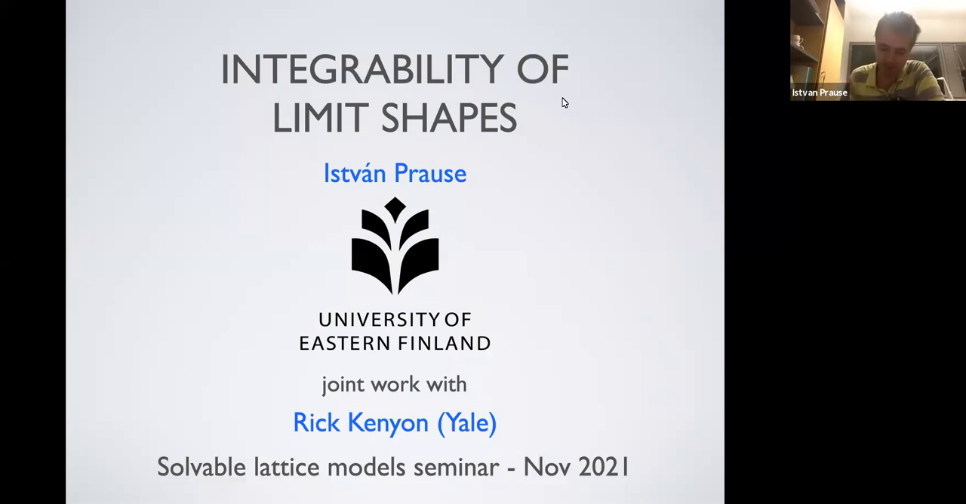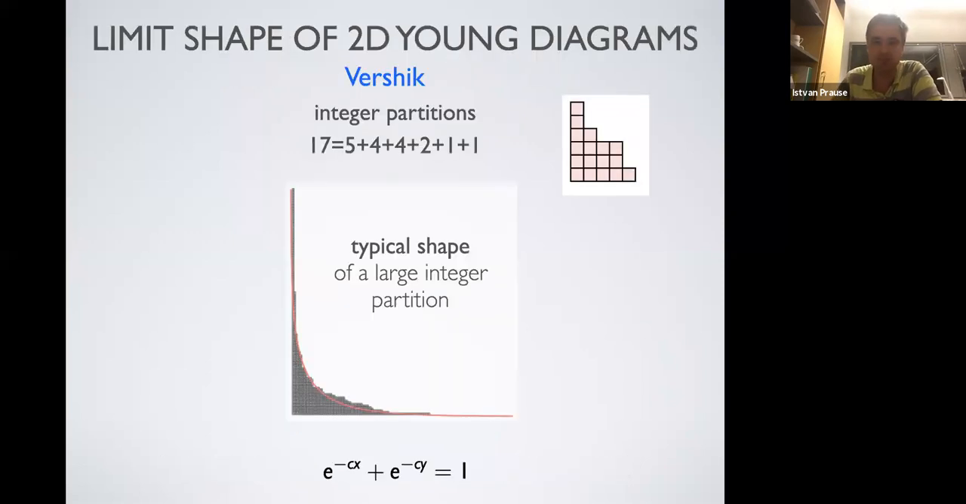So at some point I will reference some results from last week, but the talk is basically self-contained. So I will start from the beginning and describe what I mean by limit shape. So for this, a good starting point is a limit shape of 2-dimensional Young diagrams.